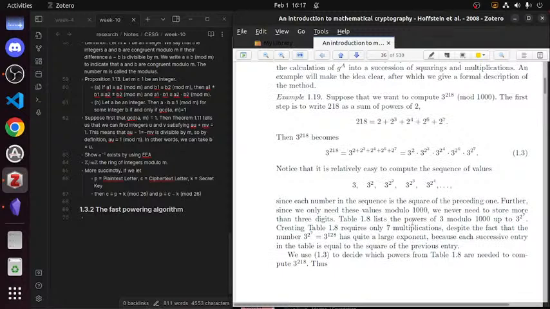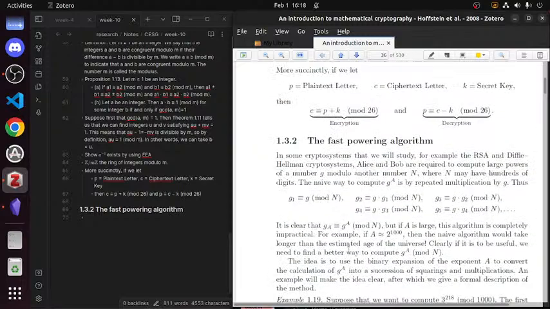Table 1.8 lists the powers of 3 modulo 1000 up to 3 to the power of 2 to the power of 7. Creating table 1.8 requires only 7 multiplications, despite the fact that 3 to the 2 to the 7 equals 3 to the 128, which has quite a large exponent, because each successive entry in the table is equal to the square of the previous entry.